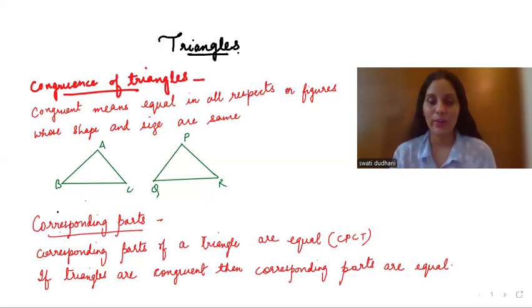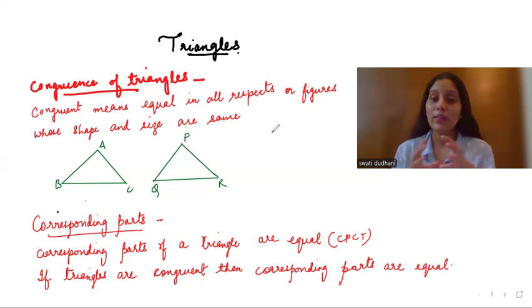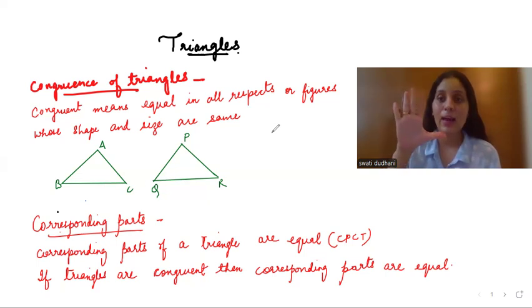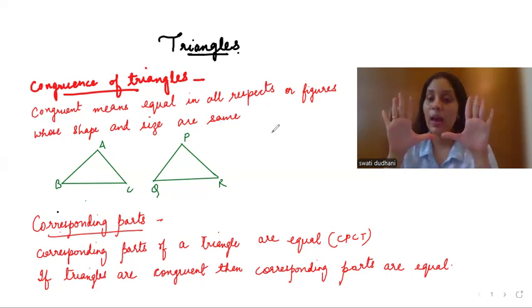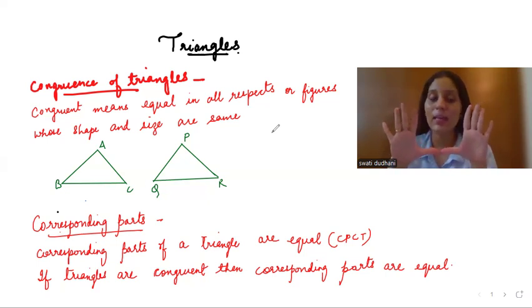What is congruent? Congruent means equal in all respects, or figures whose shape and size are the same. So it is two figures or two shapes, any two things which are exactly the same shape, same size. For example, I have this hand and I have this hand. My both hands are equal. They have same shape, same size, everything is same.